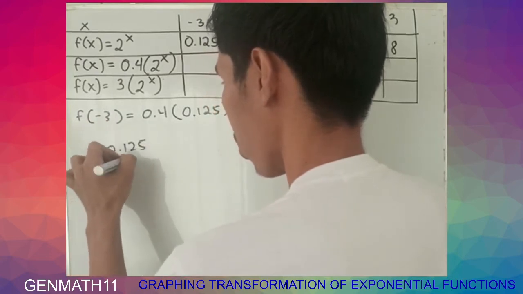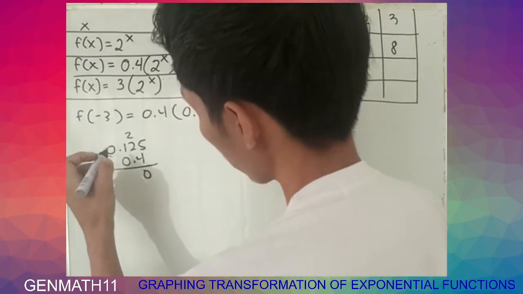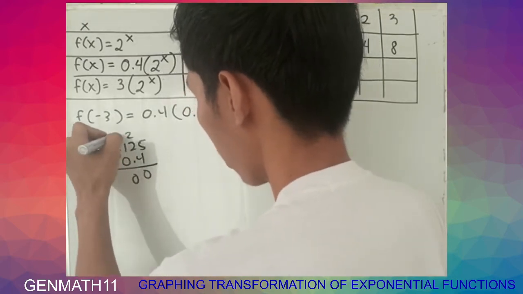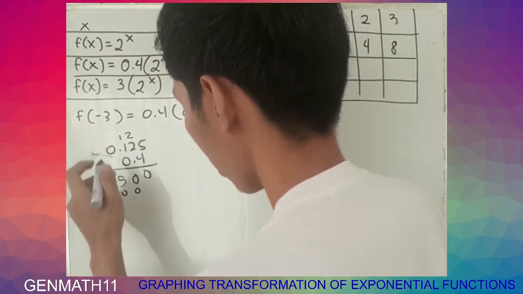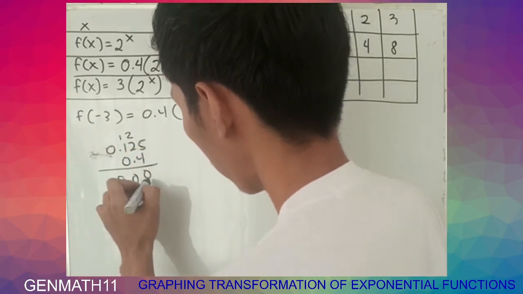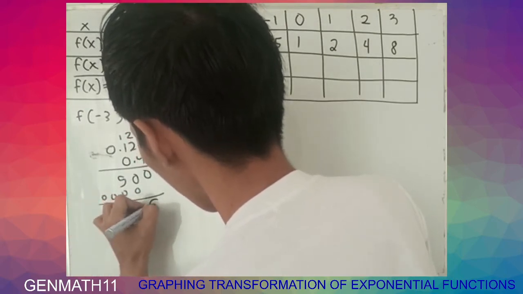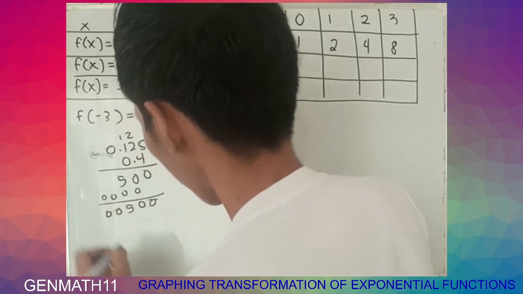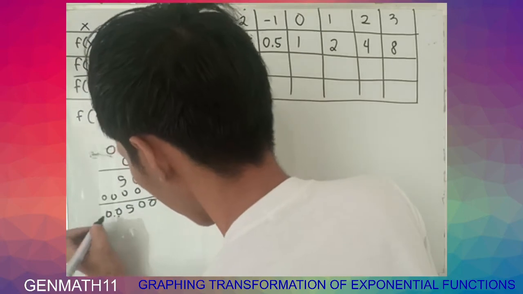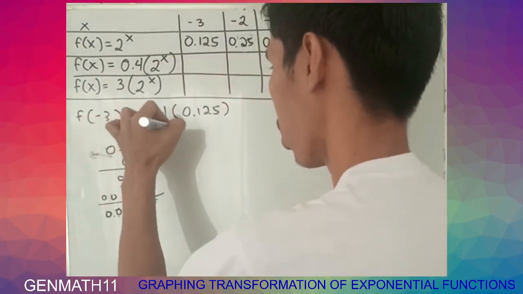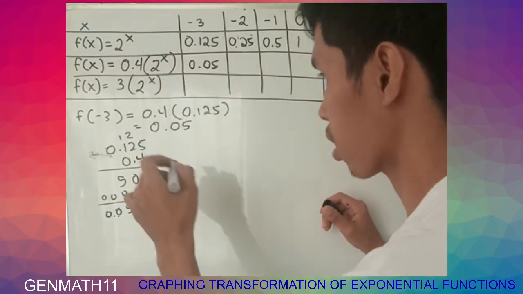Okay. 0.4. 4 times 5 is 20. 4 times 2 is 8, plus 2 is 10. 4 times 1 is 4, plus 1 is 5. Then 0, 0, 0. Tapos ilang point? 1, 2, 3, 4. So, ito yan. So, 0.05 for 0.4. Next.